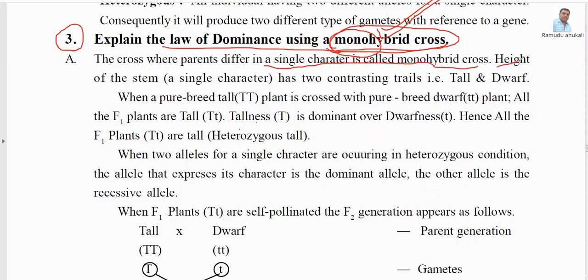So here, for example, let us take the height of the stem. It is a single character. Height of the stem has two contrasting traits.